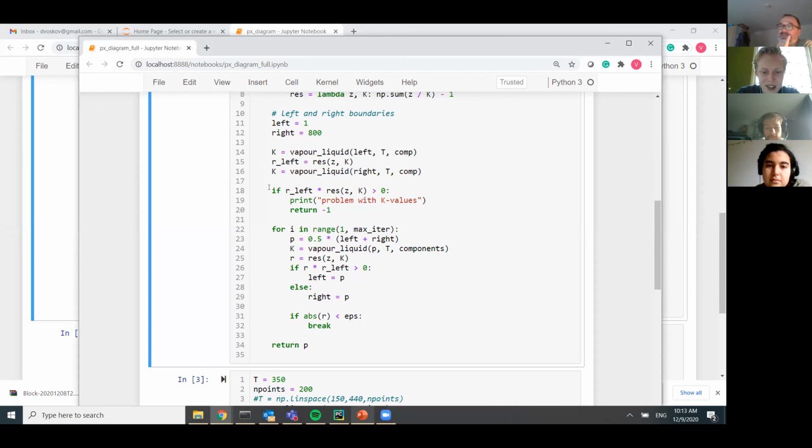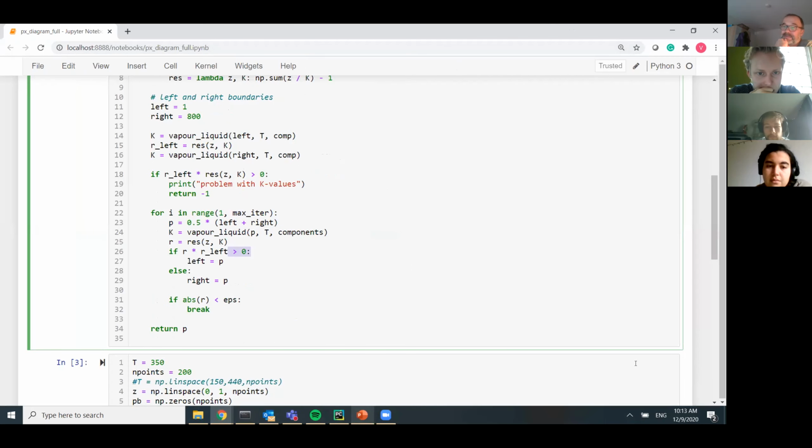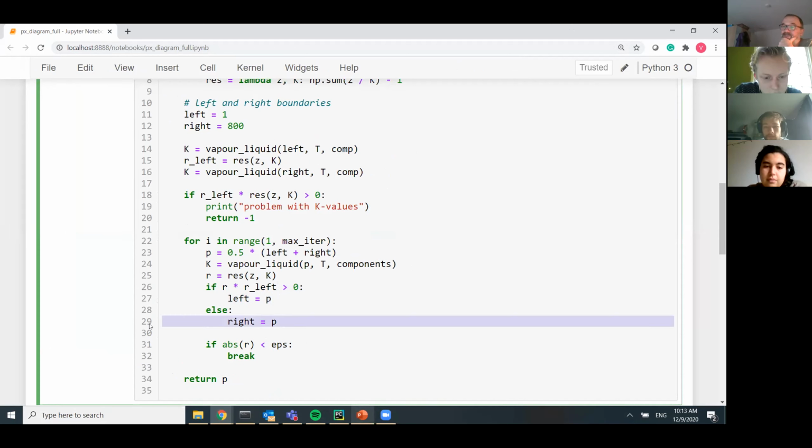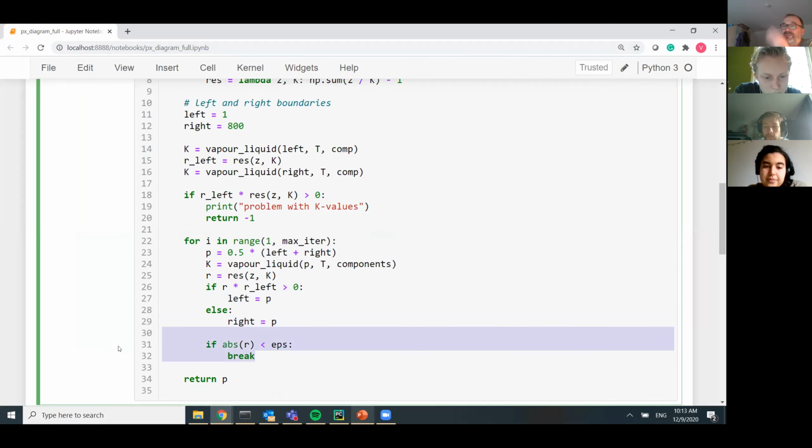So I use exactly the same check. I've got my middle pressure, evaluate K, evaluate residual. And now I multiply my new residual by R left. If they have the same sign, that should be bigger than 0. If they have opposite sign, they should be less than 0. Right? Yeah. So that's the idea. And then you move left or right guy and check residual in there. That's it.